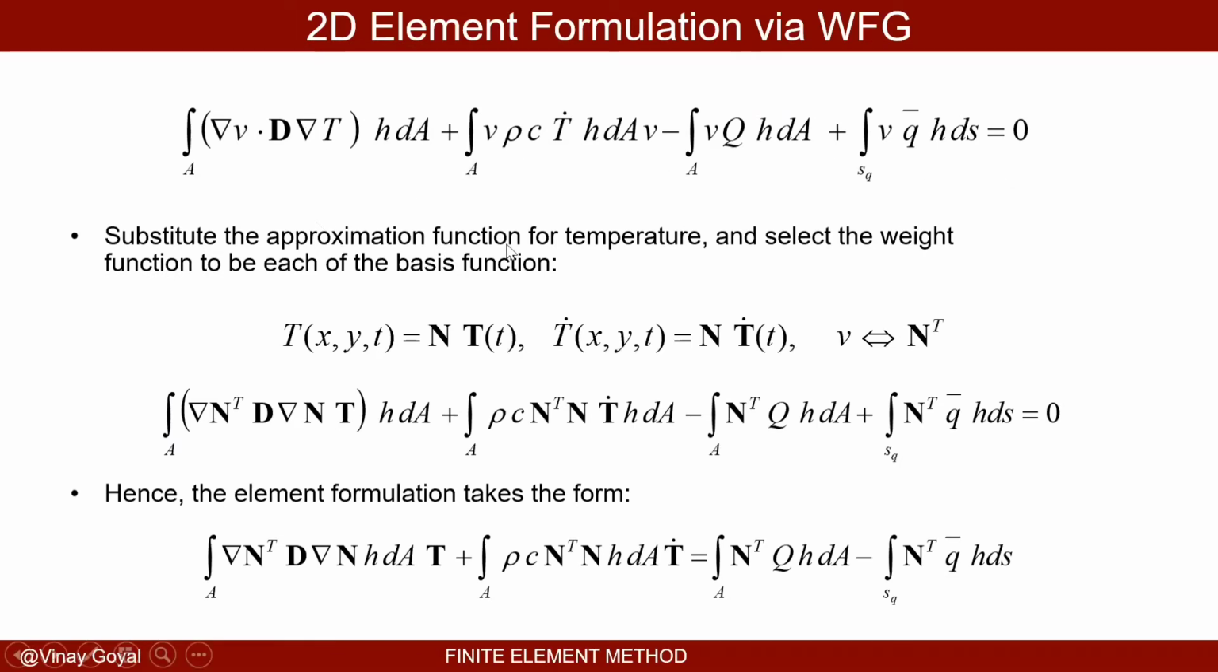So this is the weak form. I can substitute the approximation function. So this is T equals N bold times T bold, where T bold is a function of time. T dot is N bold T dot. N is the matrix of shape functions, which we can find. And for V, we're going to plug in N bold transpose. When we do that, look at all these derivatives we need to calculate. First, we need to find N bold, but then we have to find the gradient of those, and that's going to be a lot of work. It's not straightforward.